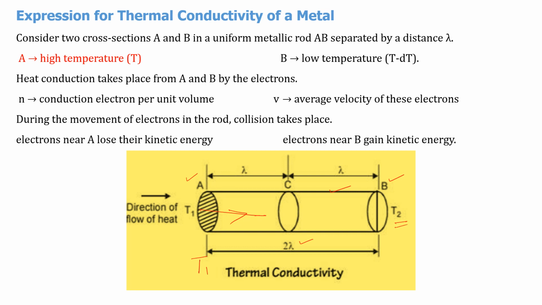Let us consider the center part of the uniform metal rod as C. It lies exactly in the middle of the metal rod, equidistant from the two ends A and B. From A, C is at a distance of lambda. Similarly, from B, C is at a distance of lambda. Now, let n be the number of conduction electrons present in the metal rod per unit volume and v be the thermal velocity of the electrons.